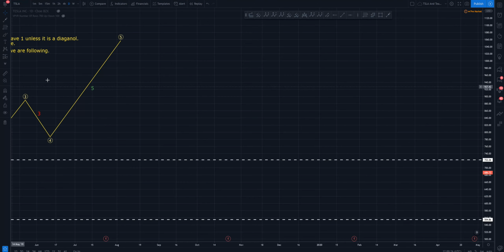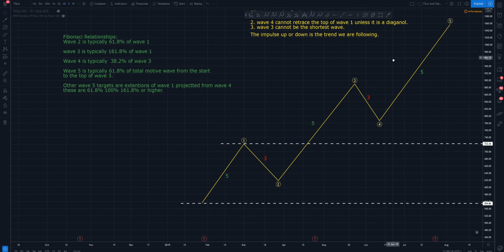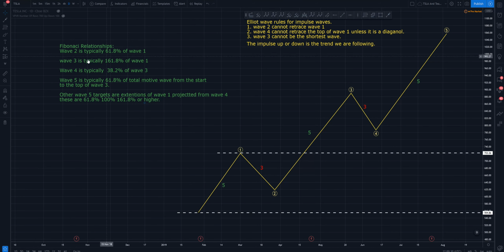Let's zoom back out. Now, the next guideline we have is to find our wave 3. We found where our wave 2 should be, so now we've got to find where our wave 3 should be. Our wave 3 is typically 161.8% the length of wave 1. Now we're going to need a different tool here. We're going to need our Fib Extension Tool.